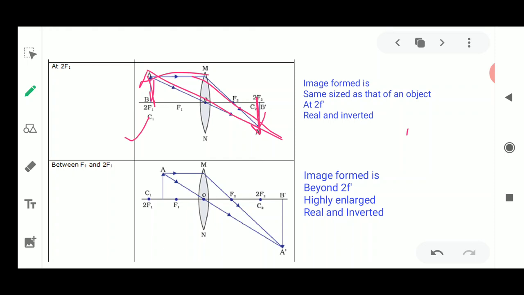Next, what will be the size of the image? The image will be of the same size as that of the object, as we have seen in the case of reflection also. When the object was placed at the center of curvature, a same-sized image was obtained.